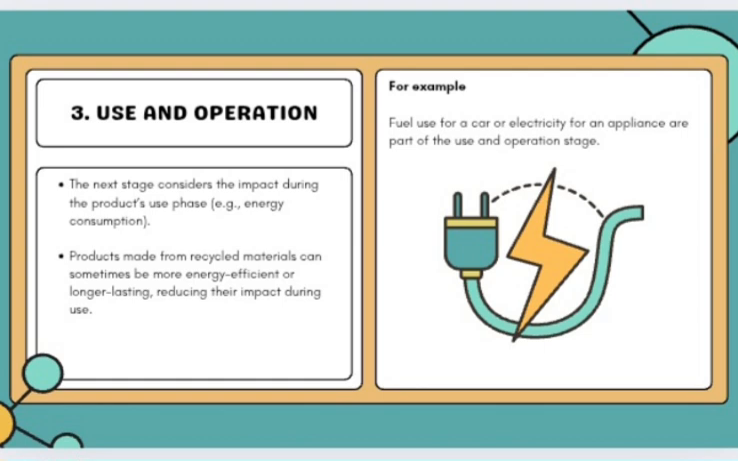Now the third stage is use and operation. The next stage considers the impact during the product's use phase. Example, energy consumption. Products made from recycled materials can sometimes be more energy efficient or longer lasting, which reduces their impact during use. So you can see the example here, fuel used for a car or electricity for an appliance are part of the use and operation stage.